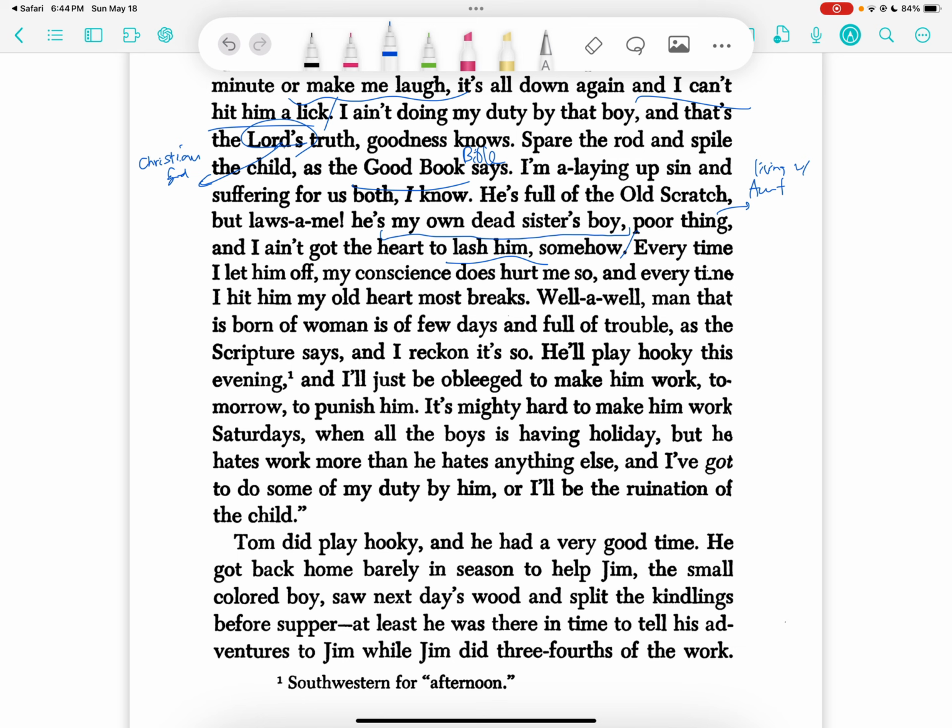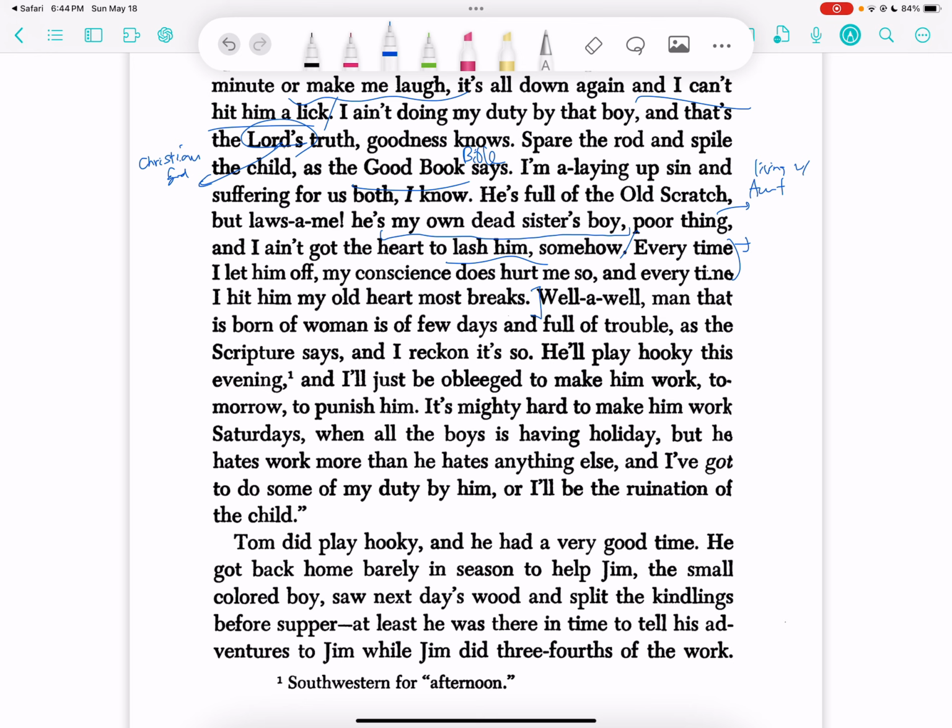"Every time I let him off, my conscience does hurt me so, and every time I hit him, my old heart most breaks." And so she's conflicted between, should I hit him, should I tell him that he did wrong really severely, or should I just let him be?